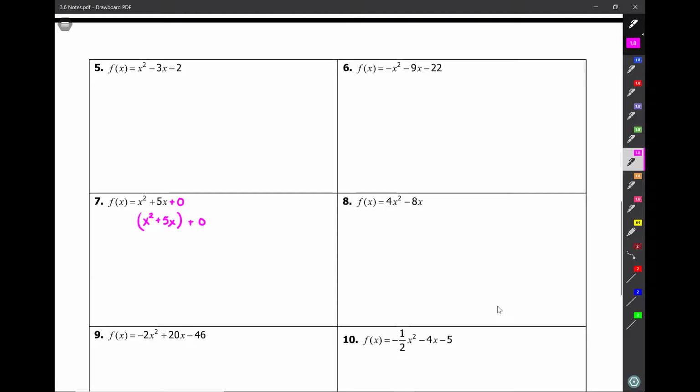Now, do you have to do that plus 0? No. There may come a point where you get so comfortable with these that you can do this without adding the plus 0 on there. But some of you, it's more beneficial to see that so you understand what's going on.